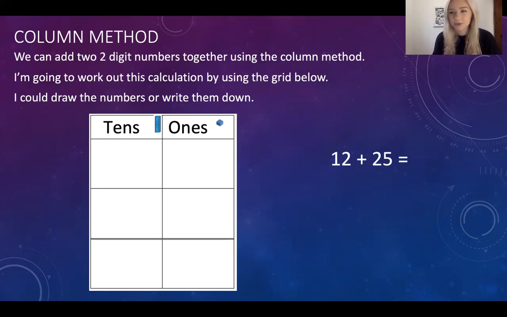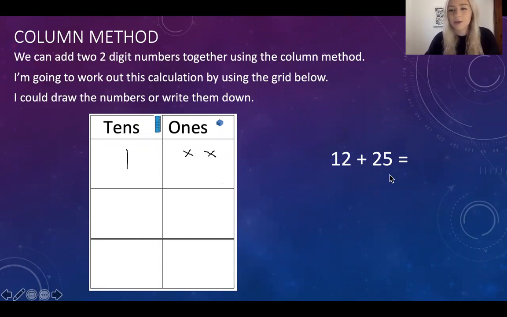So I'm going to practice first by drawing the tens and drawing the ones to work out this calculation. So I've got the number 12 plus 25. So in the tens column, I need to put my first tens in my first number. So my first number is 12, and I know that 12 has got 1 ten. So I'm going to draw that here. And then I know it's got 2 ones, so I'm going to draw them here. I've partitioned that number into tens and ones in my grid.